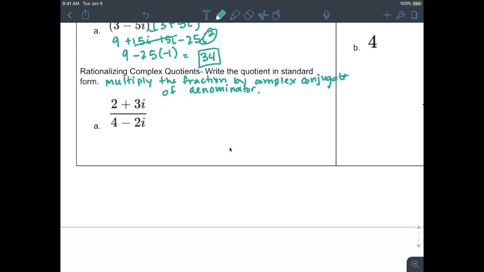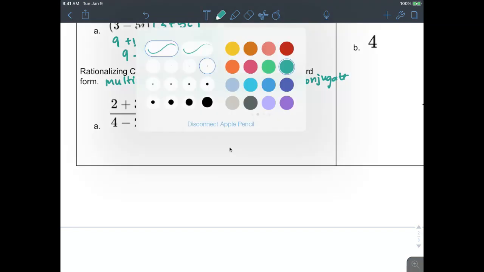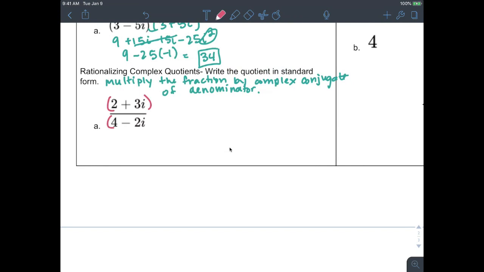All right, so first I'm going to set us up. Let's put these in parentheses. We're going to multiply by the complex conjugate of the denominator. So that would be 4 plus 2i. And anything I do to the bottom of the fraction, I better do to the top. So I'm going to multiply the top as well. Here we go. So you've got to multiply out the top and the bottom. I'm going to start with the top.